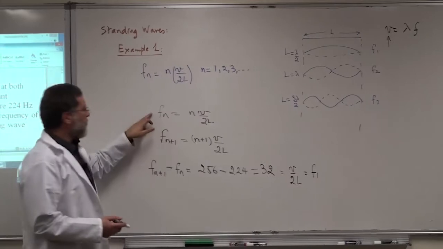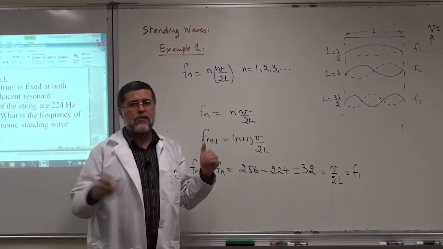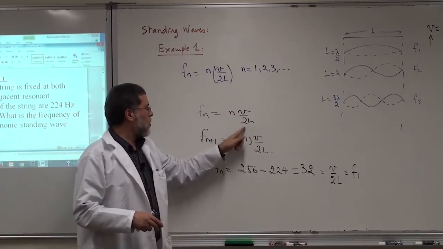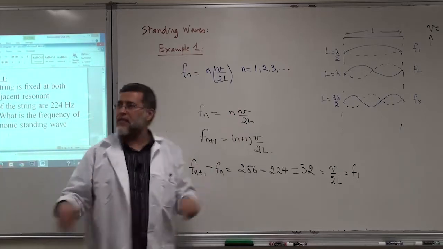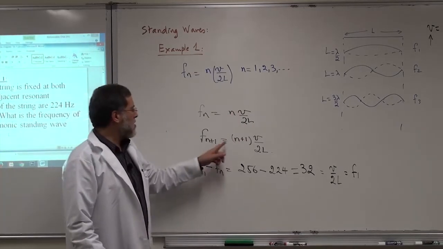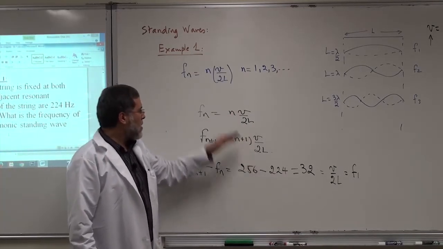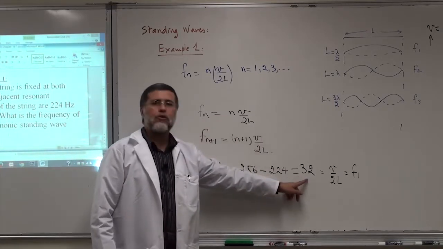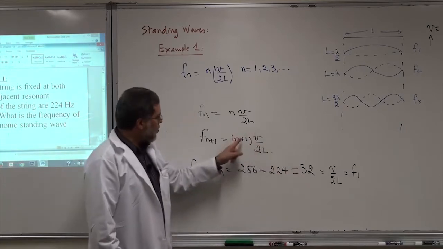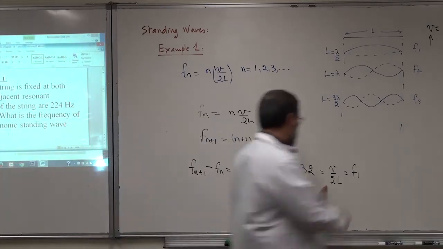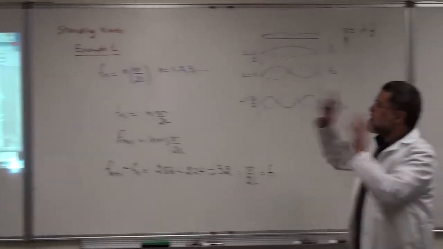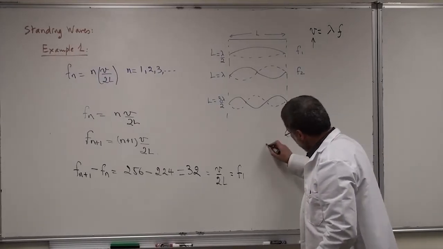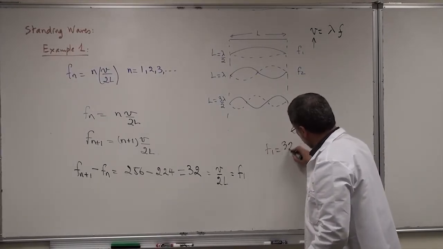But you know that Fn, for any frequency, is N V over 2L. The next highest frequency is N plus 1 V over 2L. If I subtract them, 256 minus 224, I get 32 hertz. And if you subtract, you get V over 2L. That's actually F1. So F1 for this problem is 32 hertz.